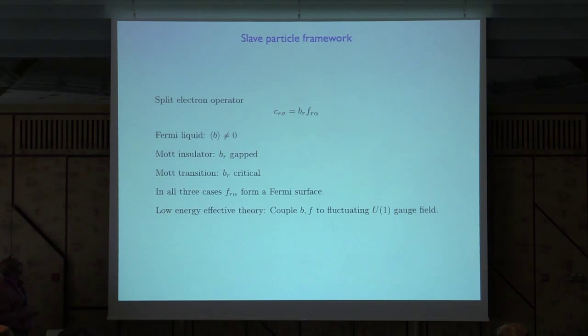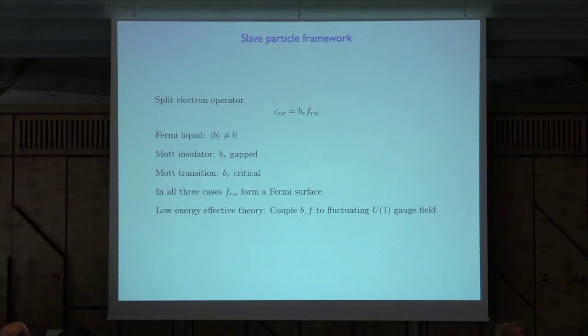So the framework is to split the electron operator into two pieces, right? A boson that carries the charge of the electron and a fermion that just carries its spin. In the Fermi liquid phase, the Fermi liquid is obtained by condensing this boson. This is known in the field as the slave boson approximation to the Fermi liquid. The Mott insulator is obtained by putting this boson into a bosonic Mott insulator. And right at the critical point, this boson is critical, and in all these three cases, the fermion forms a Fermi surface. Right? So that's the broad framework.